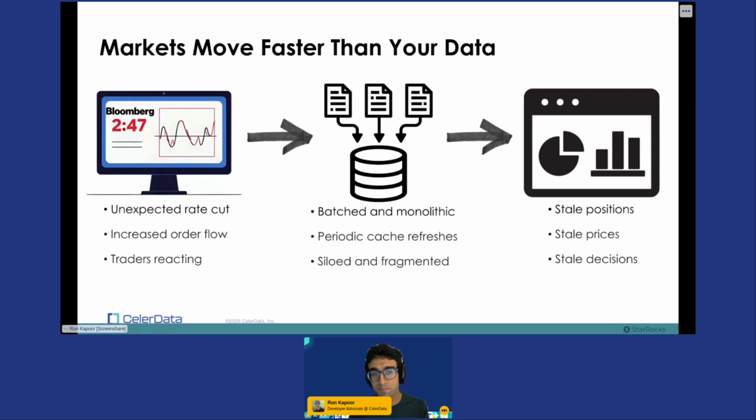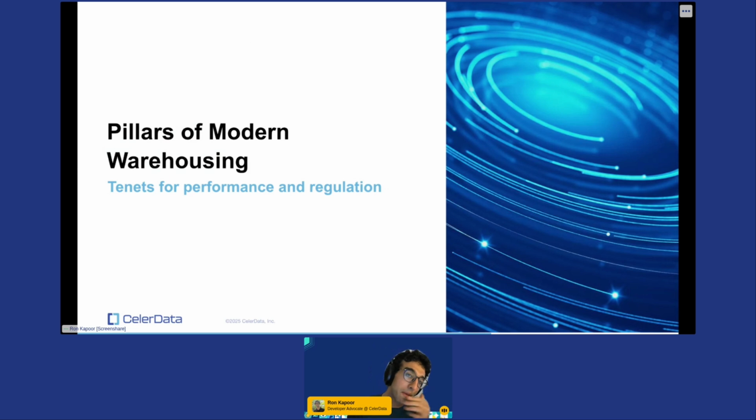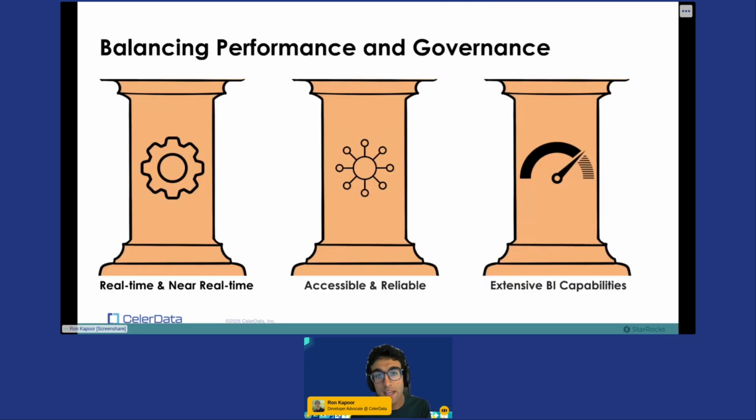So, what are some of the pillars of warehousing and architecture that we do want to observe in an ideal environment? Well, the first one is that data has to be available to users within seconds or minutes of it arriving into the system. And of course, that kind of depends on the use case.